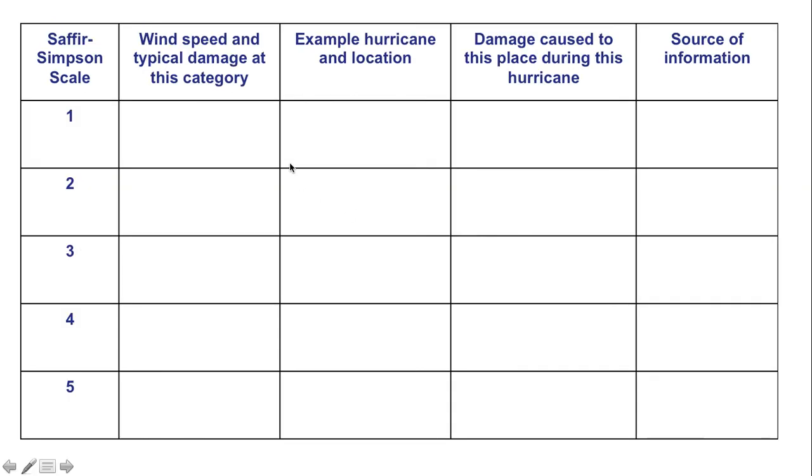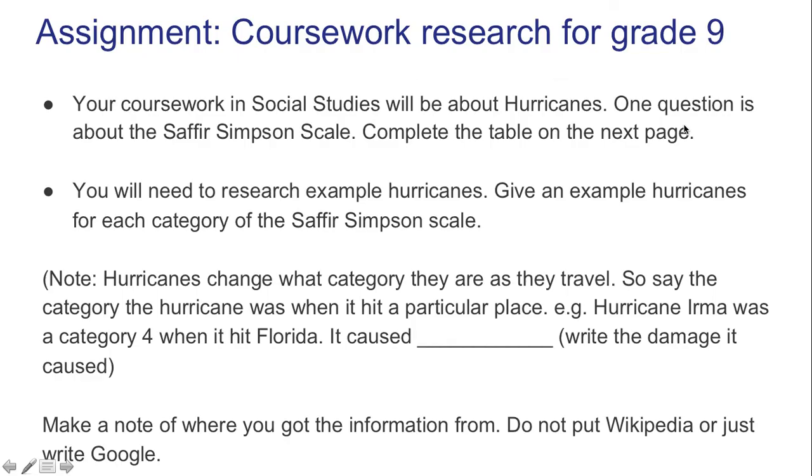You need to find one category 1 hurricane, okay? And where was it when it was at a category 1, okay? Give the details of a category 1, your example and where it was, the year as well, the damage caused to this place during it. And because you're doing research, you need to give your source of information. Do not just put Wikipedia or just write Google.